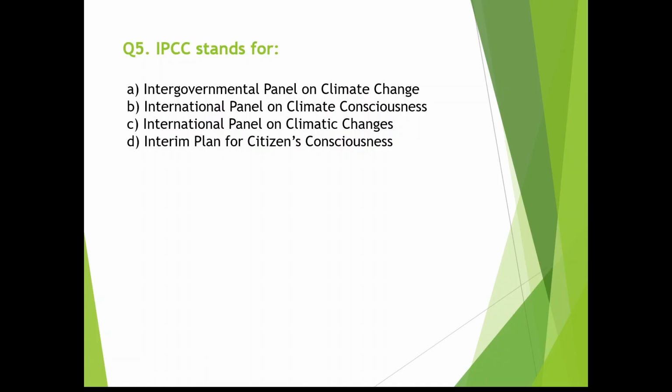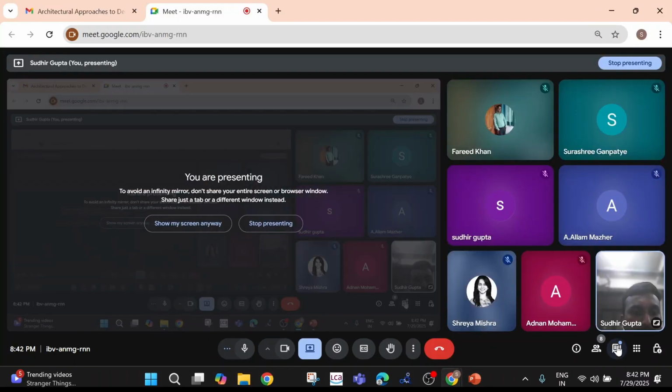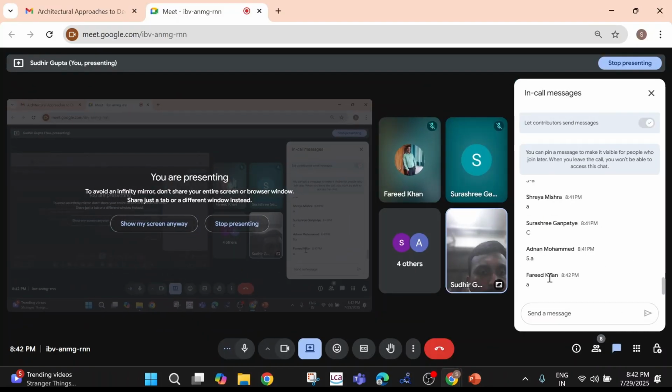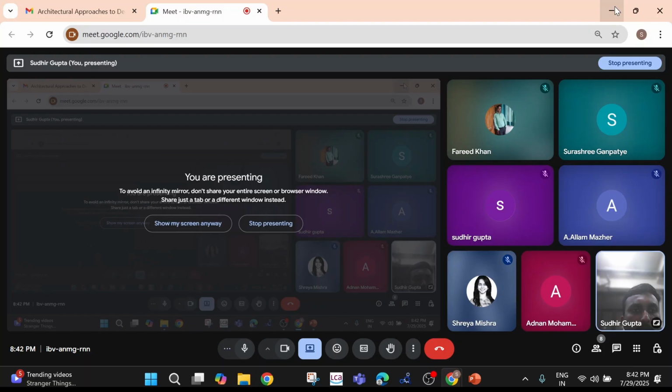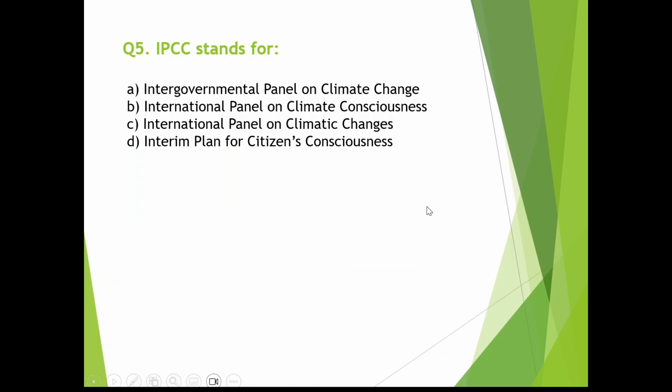Yeah, as I can see, most of you have answered A, and only one answer is option C. So most of you are saying that option A, Intergovernmental Panel on Climate Change, is the correct answer, and this is absolutely correct. All of you have answered it correctly. It is option A. So whenever it is asked, you can mark this answer directly.